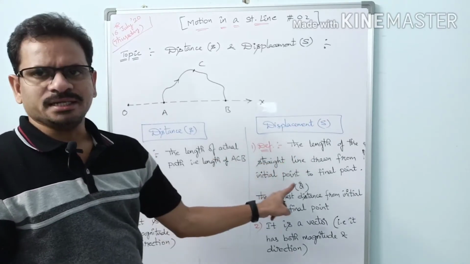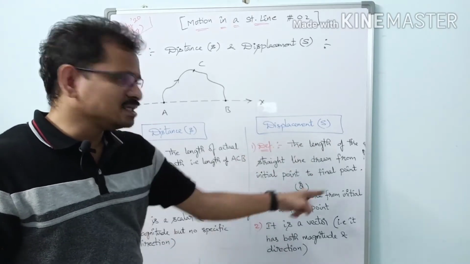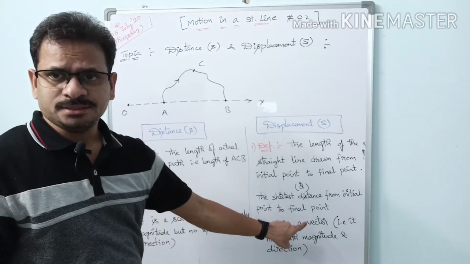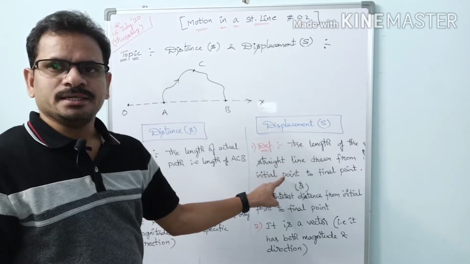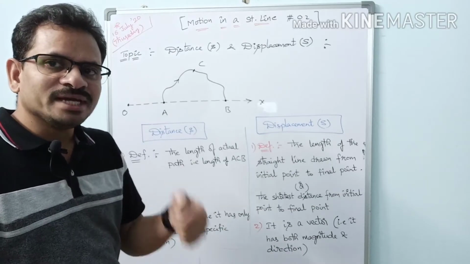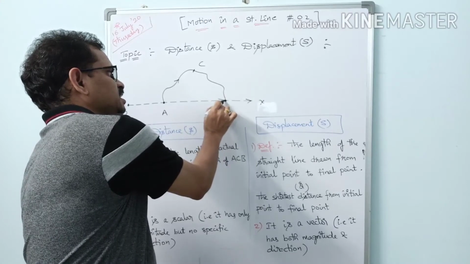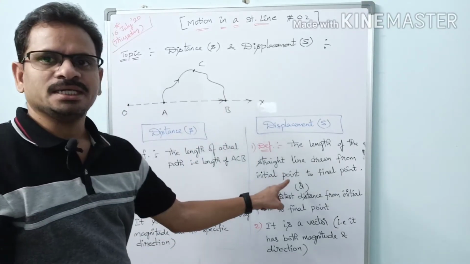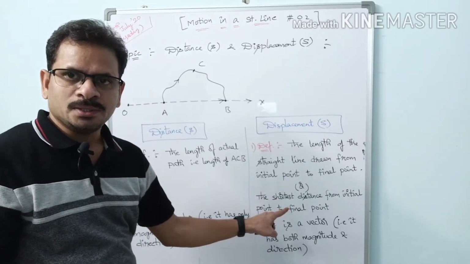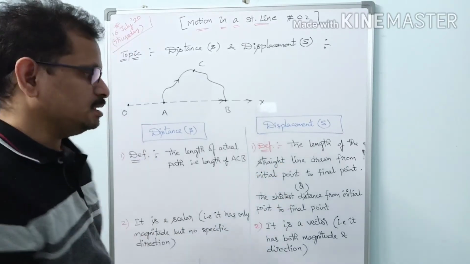It is the length of the straight line drawn from initial point to final point. This one reveals both the direction as well as magnitude, and this does not reveal the direction. See the length of the straight line drawn from initial point to final point. From where to where are we drawing that line? From here to here. So here direction is stressed. In this definition, direction is stressed. In this definition, direction is not stressed. So what do you think, which is better? This one is better than this one to understand what displacement is.